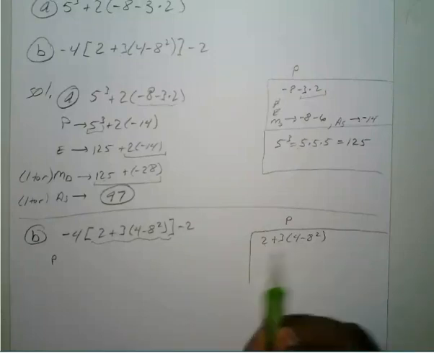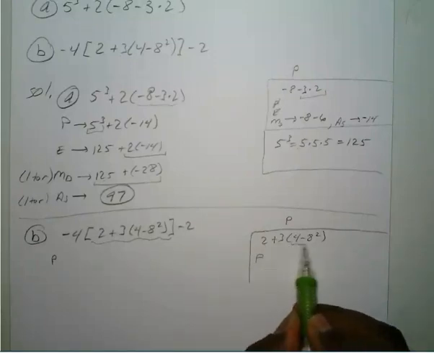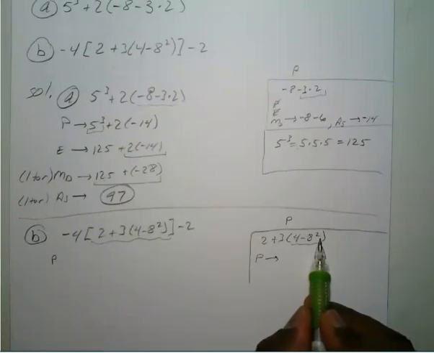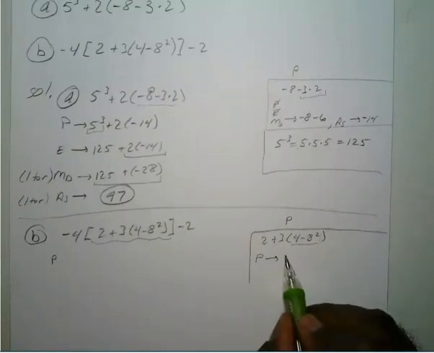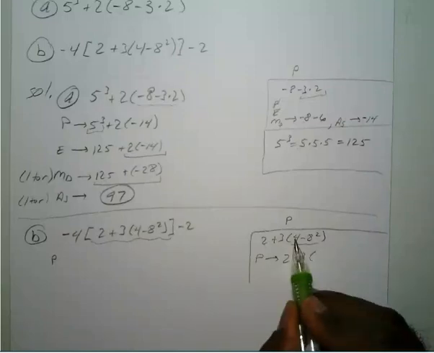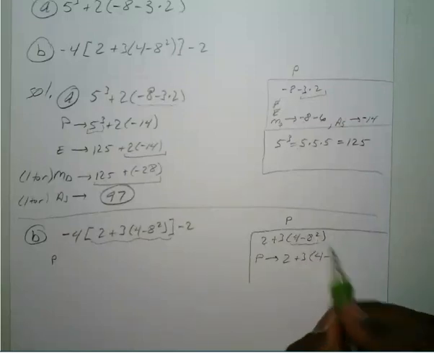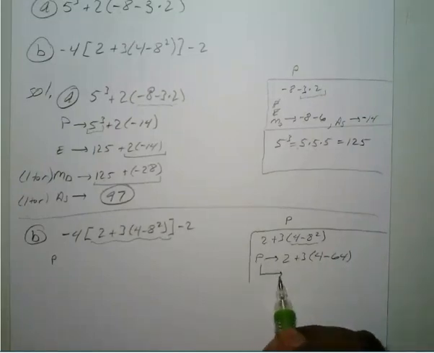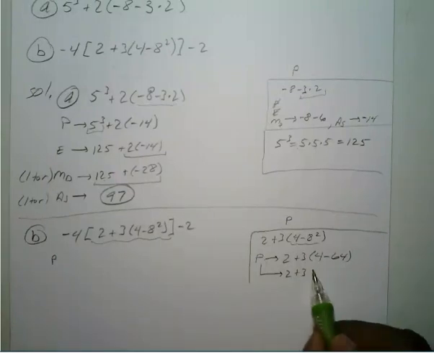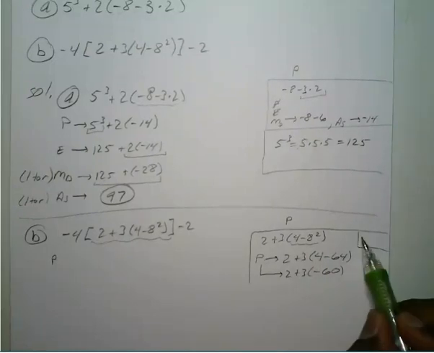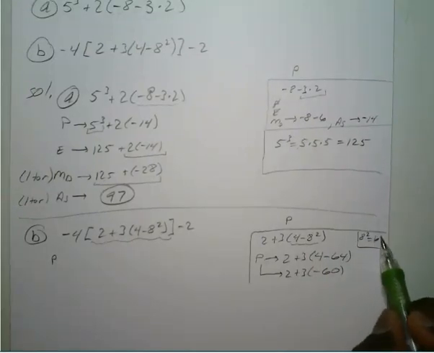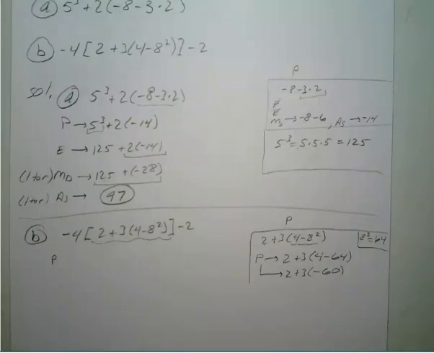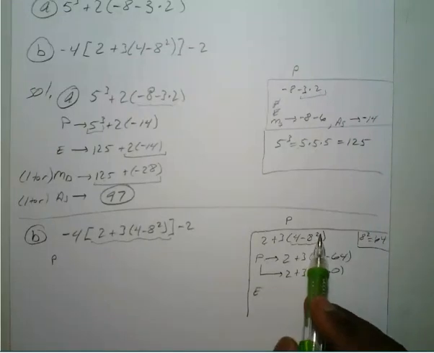In here we have parentheses. So 4 minus 8 squared becomes 4 minus 64, which if you simplify it a little bit more, becomes 2 plus 3 times negative 60. Remember, 8 squared is 8 times 8, which is 64. Now you do your exponents. You don't have any other exponents because you already did these.